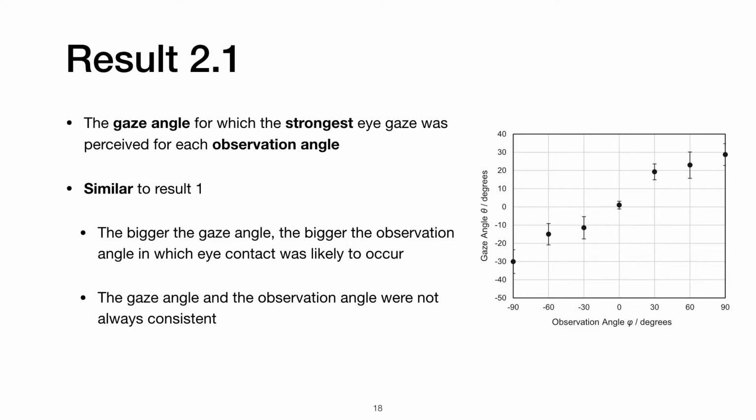As a result, the gaze angle at which the strongest eye gaze was perceived for each observation angle was acquired. The result is similar to result 1.